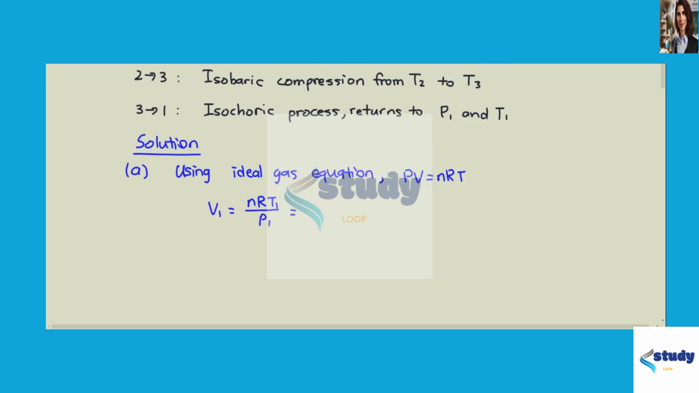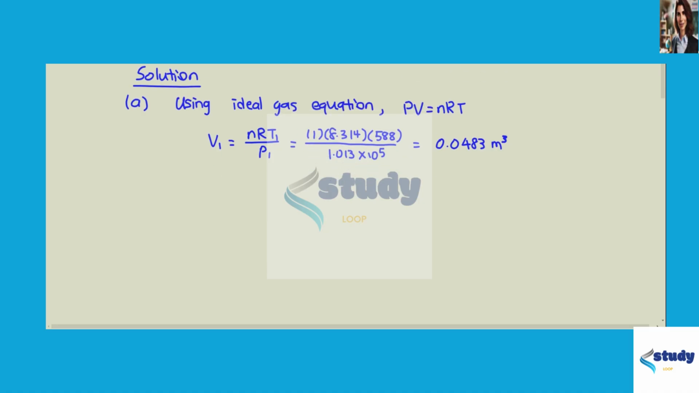P1 is 1 atmospheric pressure, so we have 1 mole times 8.314 times 588, divided by 1 atmospheric pressure in Pascal, 1.013 times 10 to the 5, and you calculate the volume. V1 is 0.0483 meter cube.